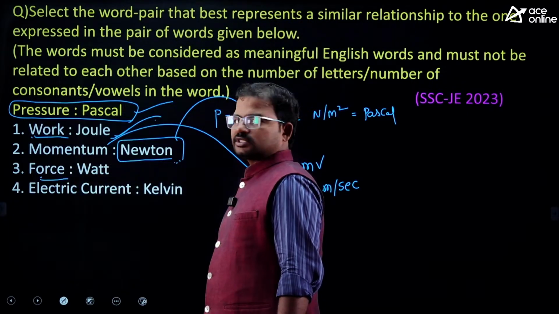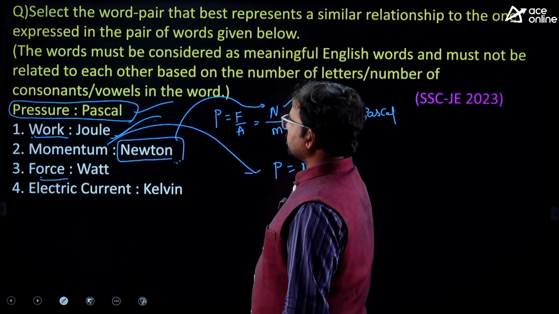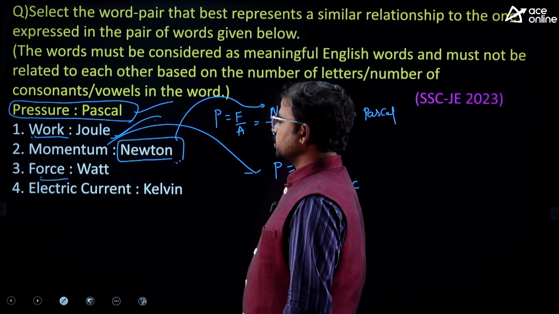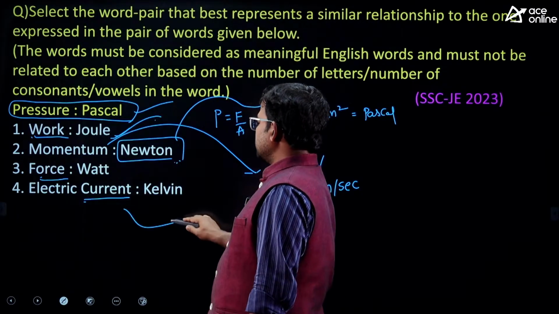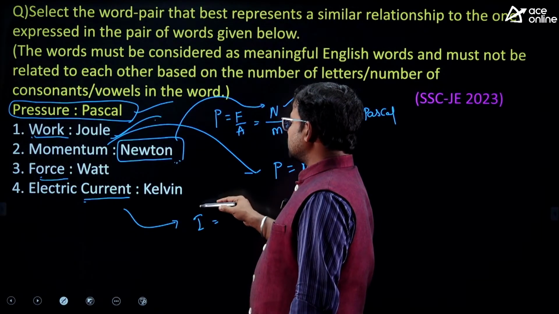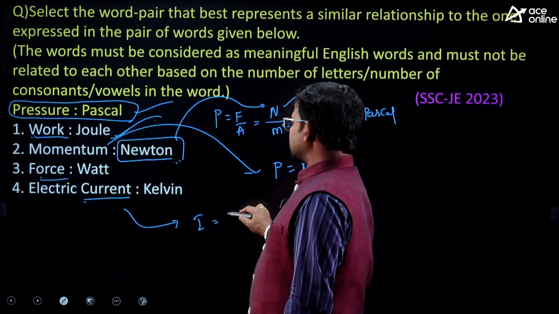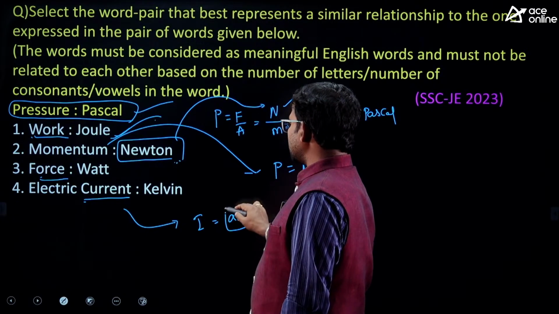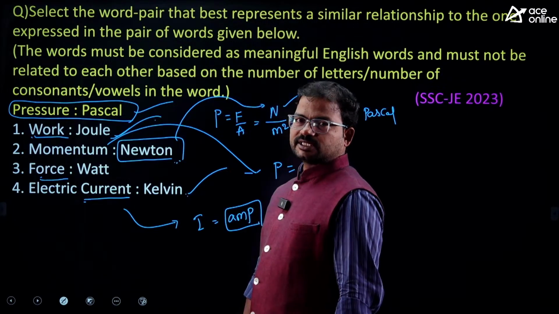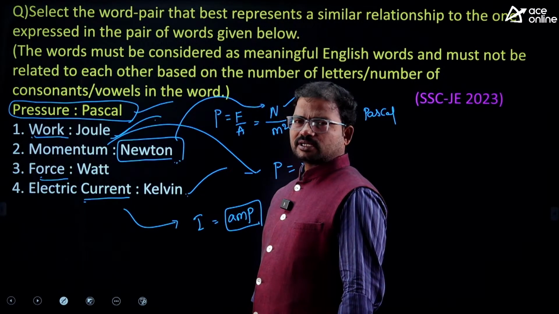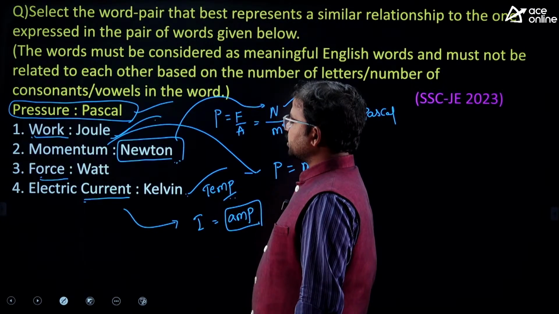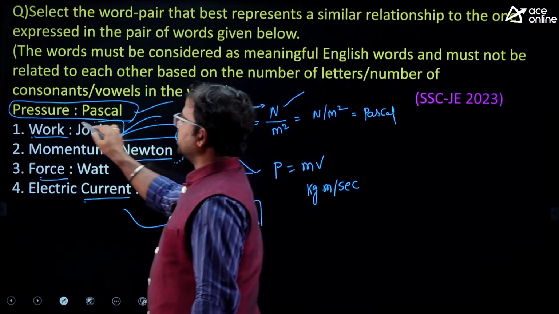So here they mention force. What is the SI unit of force? Mostly Newton only. So that's why this is also not considered the correct one. Next, electric current. Electric current mostly is indicated with I only. The unit of electric current is nothing but amperes. But here they mention Kelvin. This is the SI unit of thermodynamic temperature. So that's why, here the correct match is only option 1.